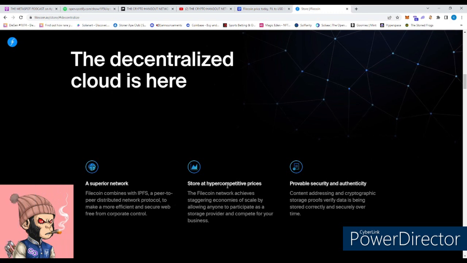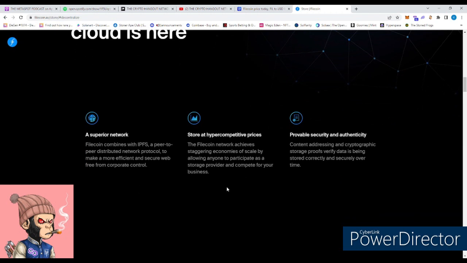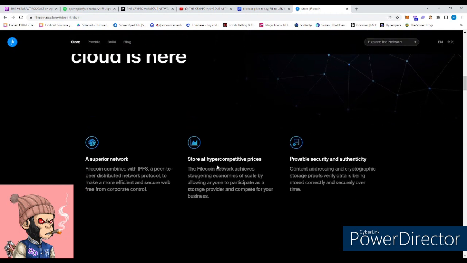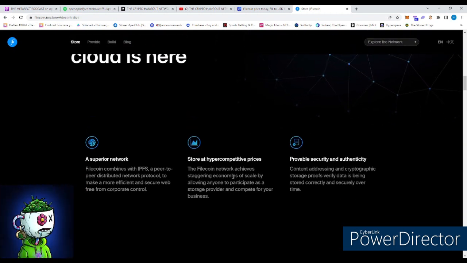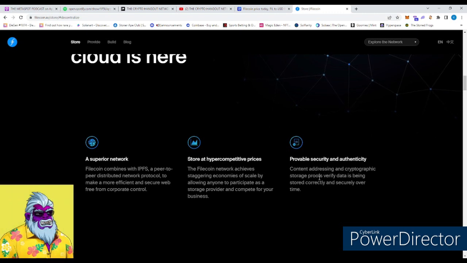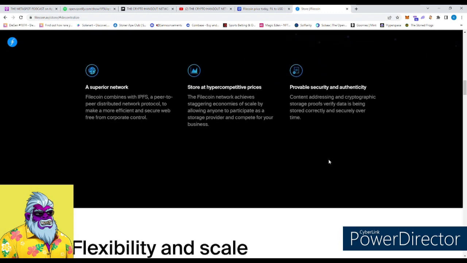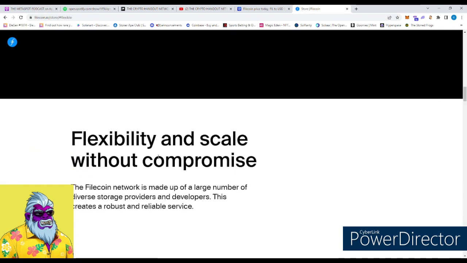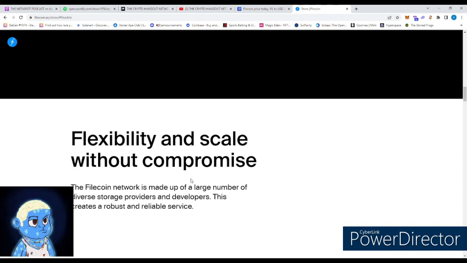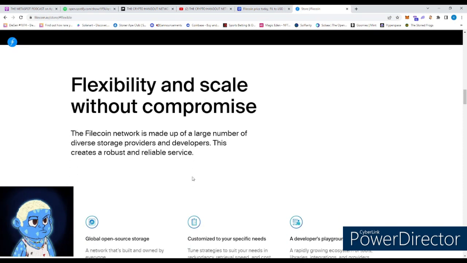control. All for that, nobody wants corporate control, right? To store at hyper-competitive prices, the Filecoin network achieves staggering economies of scale by allowing anyone to participate as a storage provider and compete for your business. Provable security and authenticity, content addressing and cryptographic storage proofs verify data is being stored correctly and securely over time. Flexibility and scale without compromise. The Filecoin network is made up of a large number of diverse storage providers and developers. This creates a robust and reliable service.